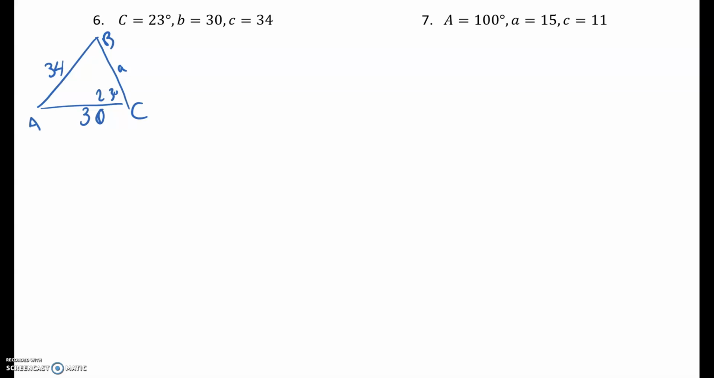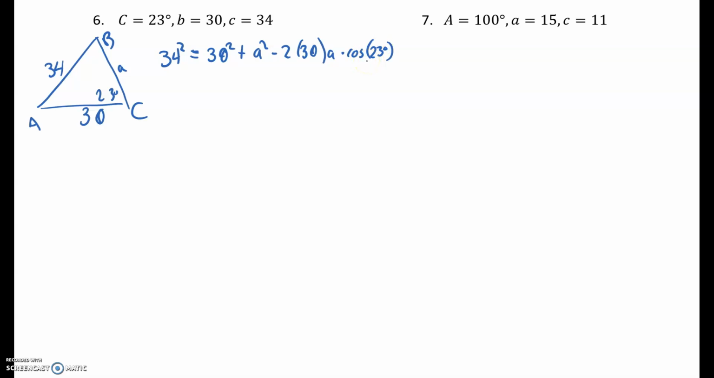So if I try this out here, I would have 34 squared equals, because I use that since it's opposite the 23, so using the formula it's going to be equal to 30 squared plus a squared minus 2 times 30 times a times the cosine of the included angle. In between the a and 30 is 23 degrees.